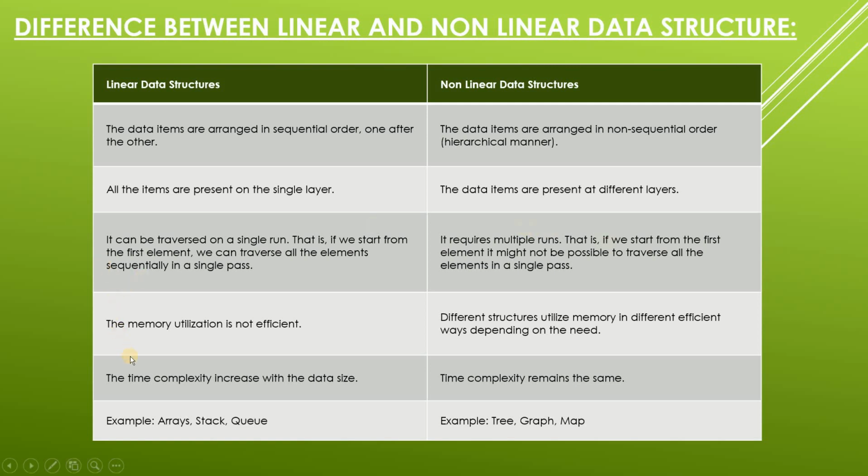Now, in linear data structure, the memory utilization is not efficient, whereas in non-linear data structures, different structures utilize memory in different efficient ways depending on the need. The time complexity increases with the data size, whereas in non-linear data structure, time complexity remains the same. Examples of linear data structures are arrays, stack, queues, and examples of non-linear data structures are tree, graph, map, etc.